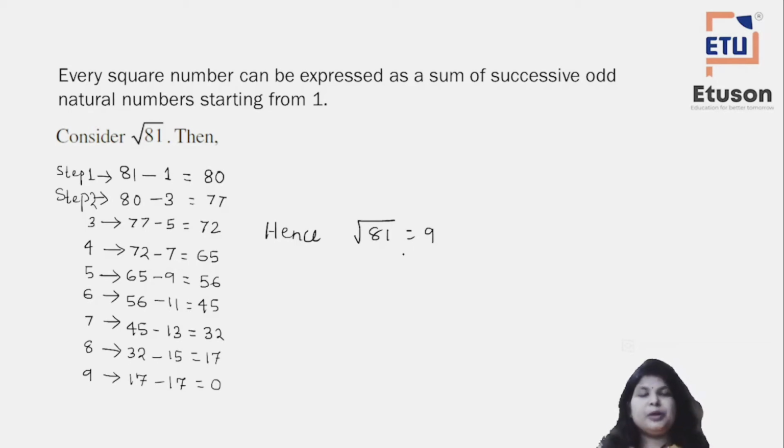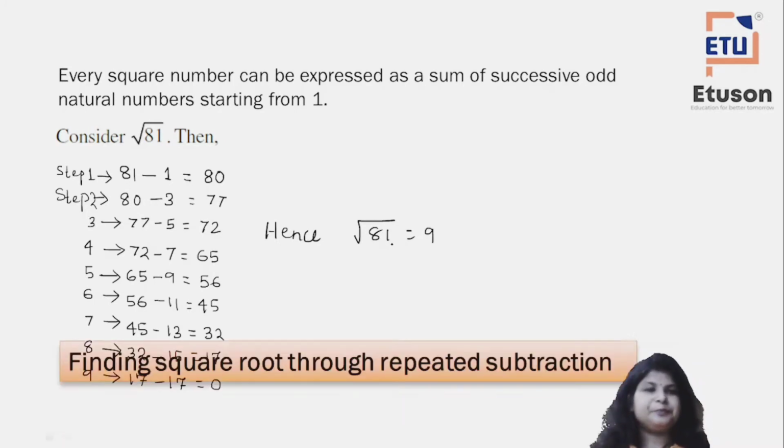Think of the number. If it is a 3-digit number, like 729 or 900, then how would you go about it? It is a tedious process, right? So you just understand this process. If you have a small number, you can try this method to find the square root of a number. Correct, children?